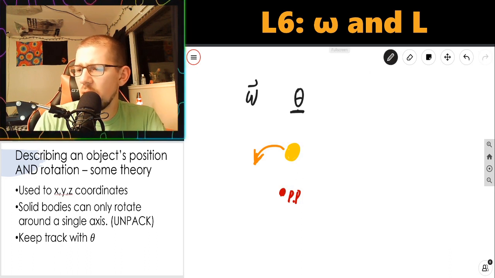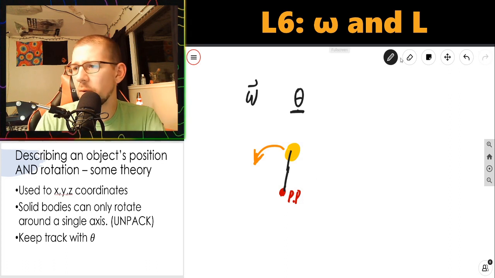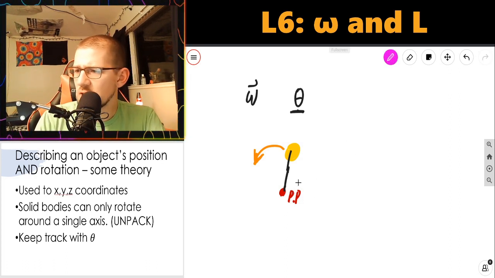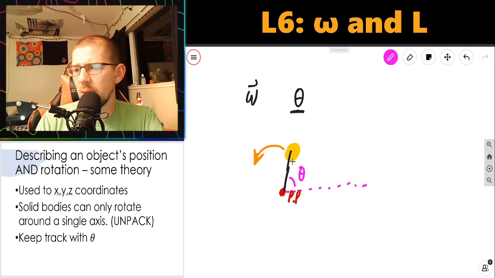Here's a string connecting me to the yo-yo. As this yo-yo is going around, the thing that is changing is its angle, theta. By convention, we define theta to be measured relative to the positive x-axis. As time goes on, my angle is going to change as I go around. Here it looks like the angle is maybe 60 degrees. As it rotates around, it'll come up to 180, 270, and back to 0.